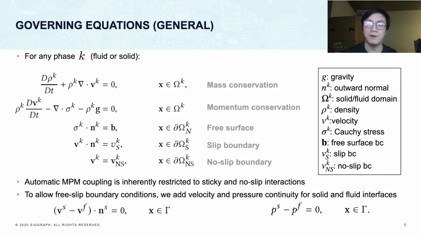Automatically, MPM coupling is inherently restricted to sticky and non-slip interactions. As a result, the solid-solid interface experiences infinite friction, while the solid-fluid interface experiences numerical stickiness. Without the ability to support free slip boundary conditions, the practical versatility of MPM is greatly limited, producing animations with visual artifacts under certain setups. To remedy this issue, we propose a method to allow for the free slip boundary condition as the interface between solid and fluid domains by only enforcing the normal velocity continuity and the pressure continuity.